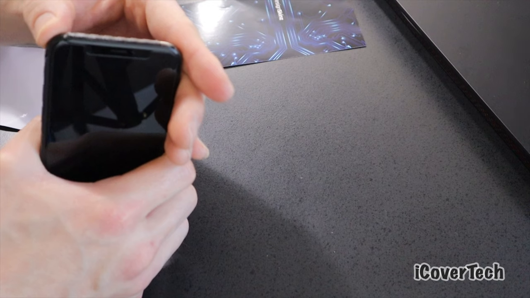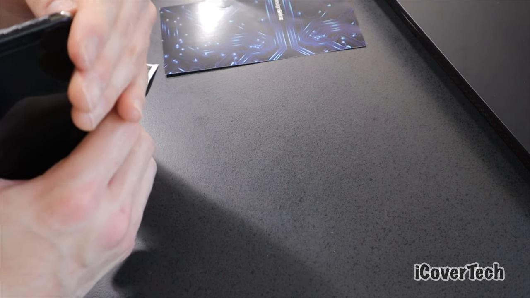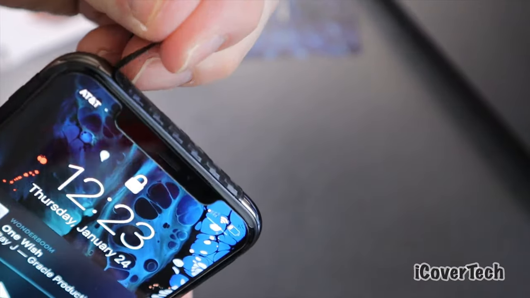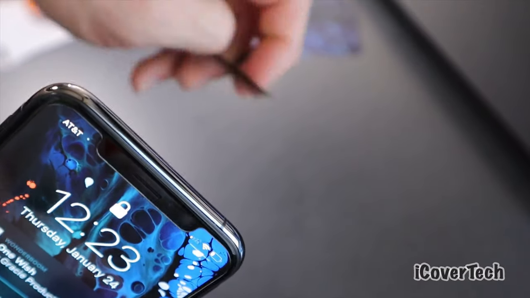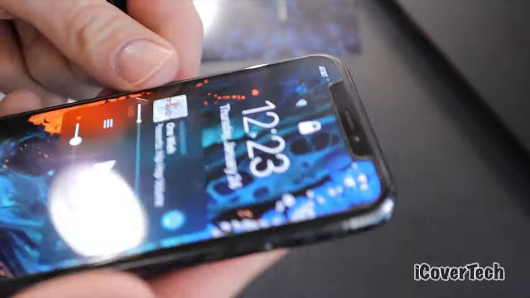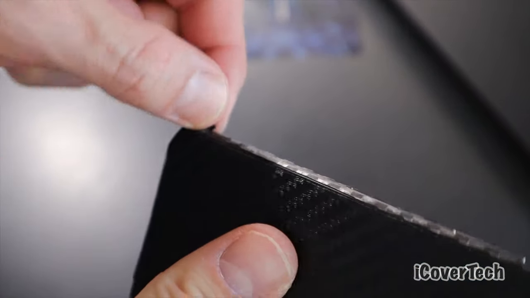Now the issue that I did have, because I didn't fully read the directions, was the corners. You can see up here that I didn't get the corners very well, and that's because I did not heat that up with the blow dryer like the directions said to. So if you do get this and you are trying to put it on and have issues with the corners, remember you need to heat them up.